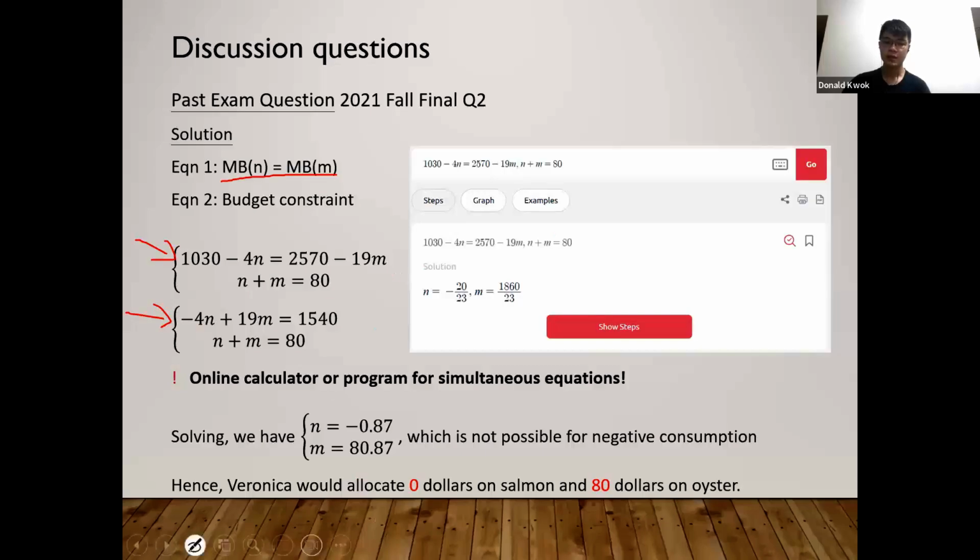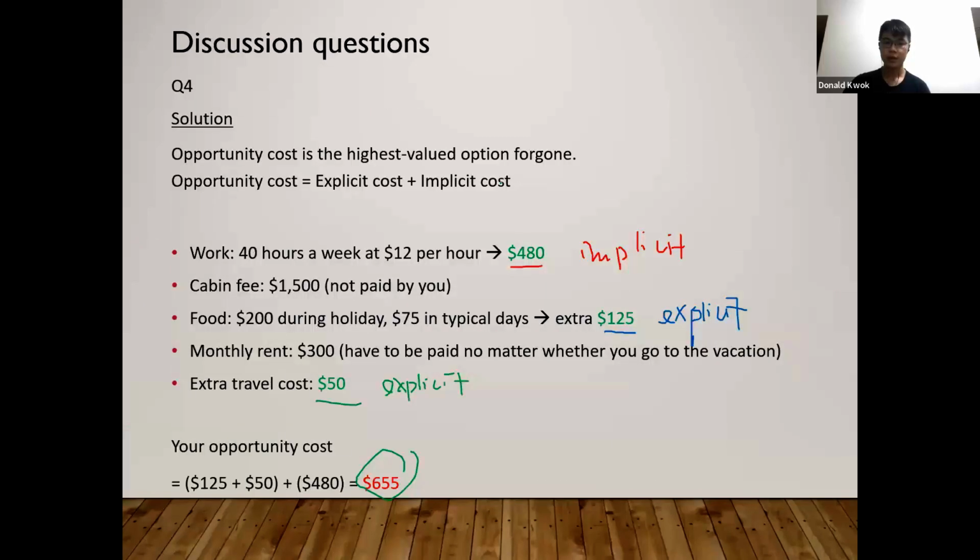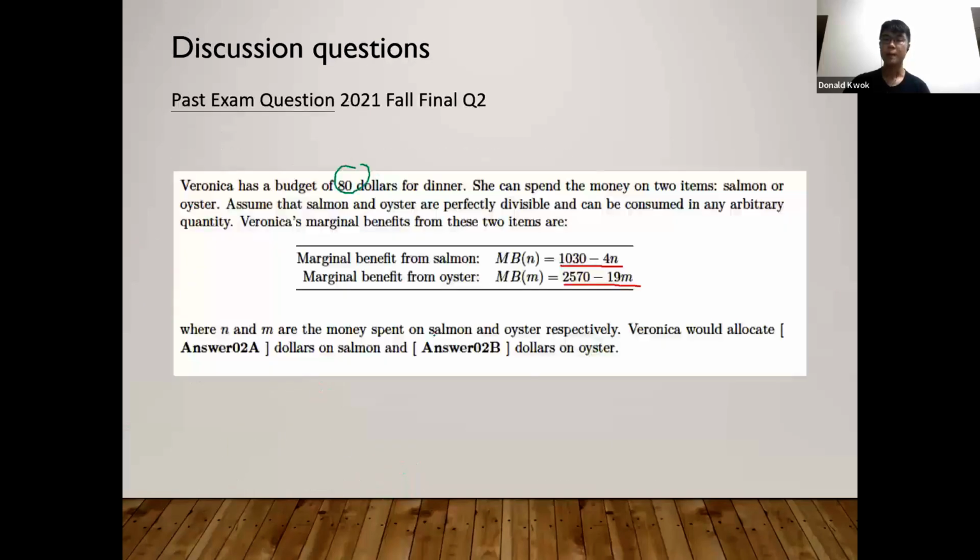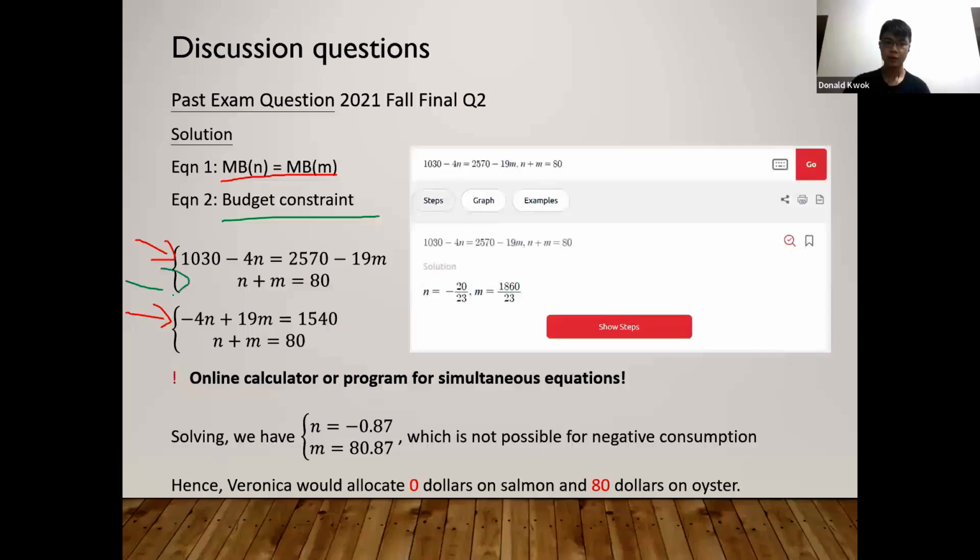And the second equation is the budget constraint, which is because Veronica has $80 in total. So this is why N plus M, the dollar amount on the two goods, equals $80. So with two equations, we are able to solve the values of N and M. And here, let me introduce the online calculator so that we can solve the question quickly.